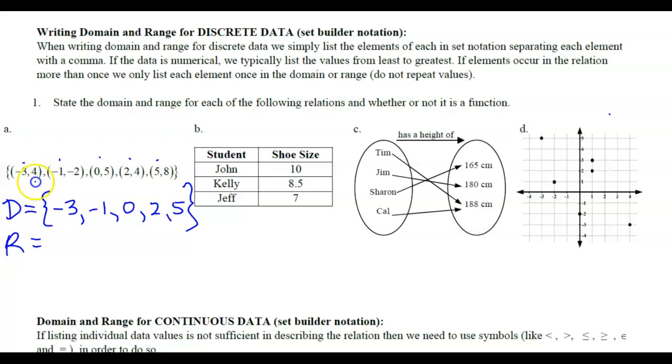Range, 4, -2, 5, 4, 8. So I'm going to put them in order. So -2 is my smallest. And then 4, notice how it's here twice. I'm only going to list it once. You don't go 4, 4. Okay, just once. So we've got that. And then 5, and then 8.